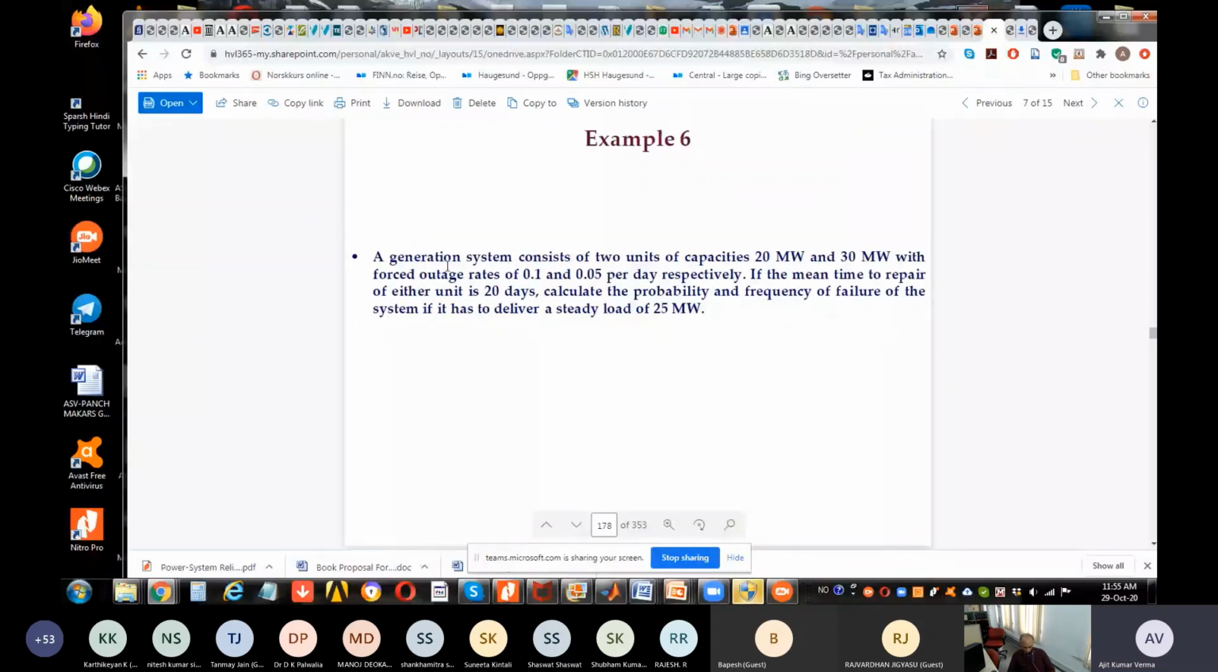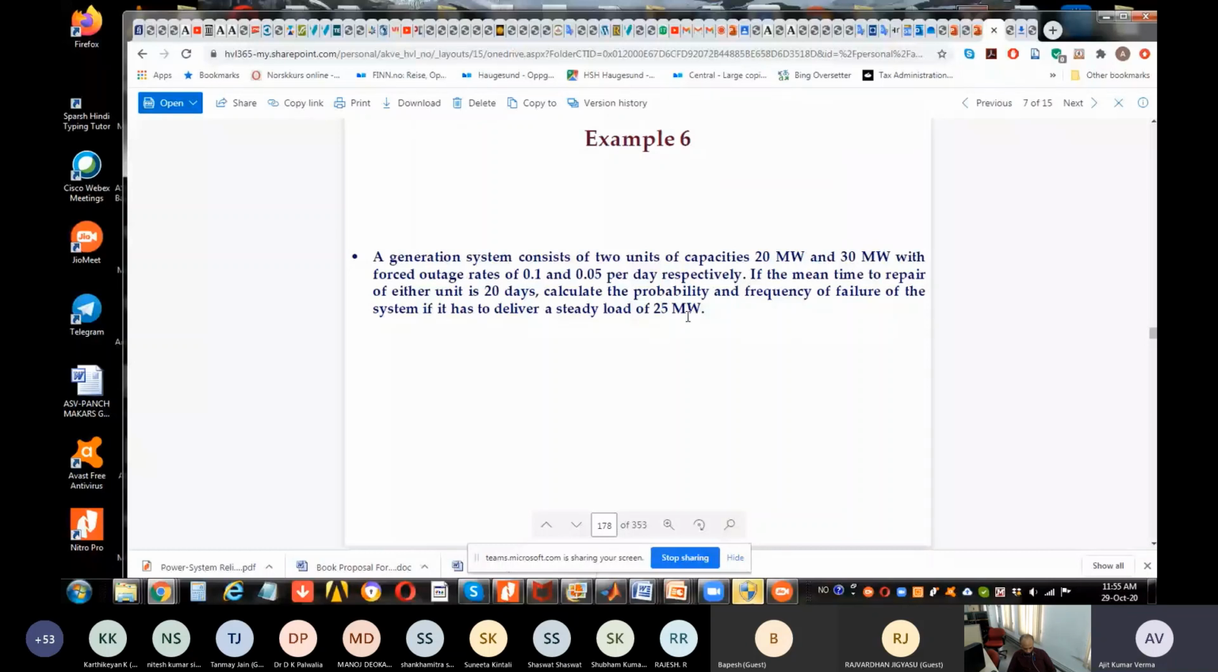So let's take another example. A generation system consists of two units of capacities 20 and 30 megawatt, with forced outage rates given. The mean time to repair is 20 days. Calculate the probability and frequency of failure of the system if it has to deliver a steady load of 25 megawatt. Here the load is steady. There is no load profile.